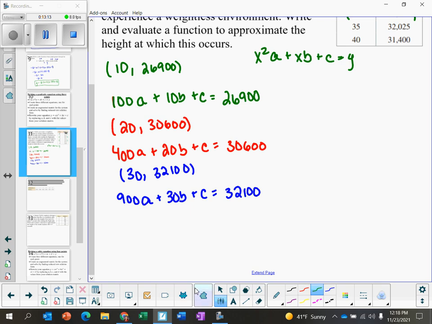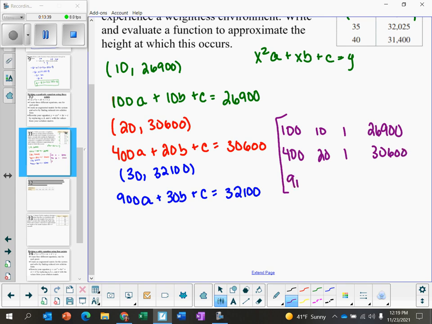Okay. So these are the 3 equations I'm going to use, and I'm going to create an augmented matrix out of these. So that's 100, 10, 1, and then 26,900, and 400, 20, 1, and then 30,600, and then 900, 30, 1, and 32,100. So that is my augmented matrix.